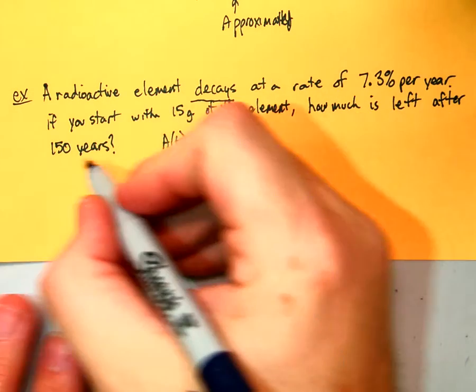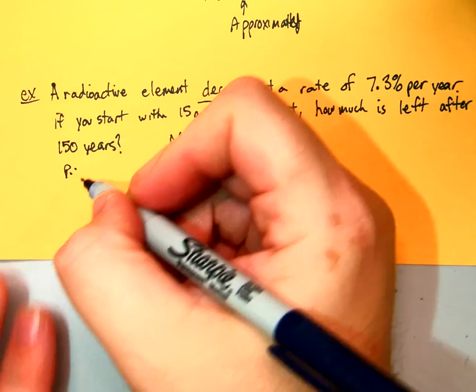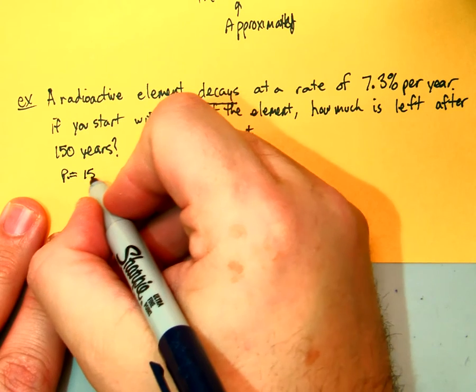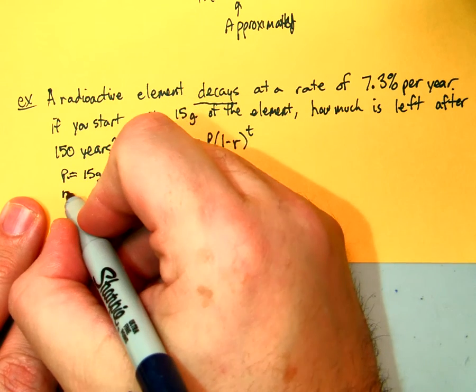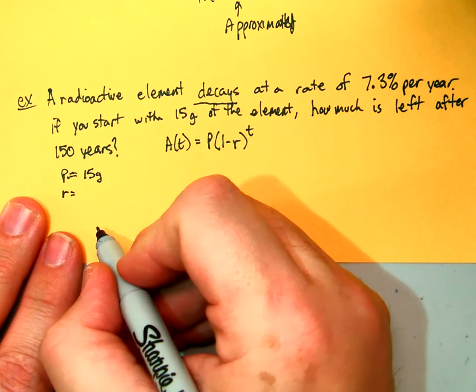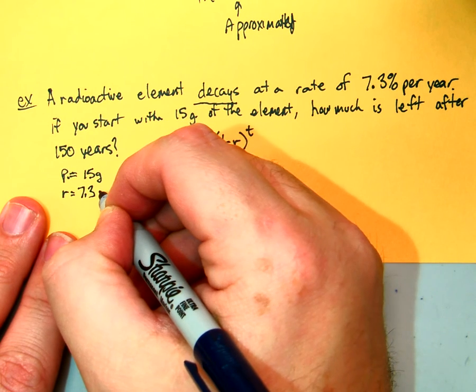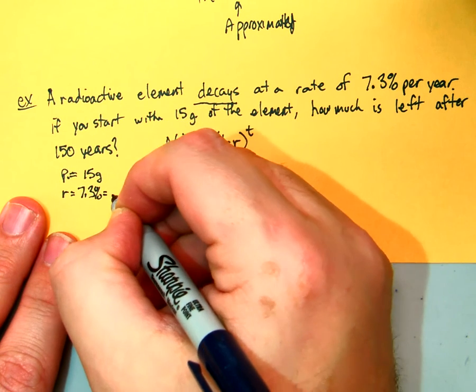Now, what's P equal to? What do we start with? 15 grams. So we got 15 grams to start with. What's my R? What's the decay rate? 7.3%, which is 0.073.